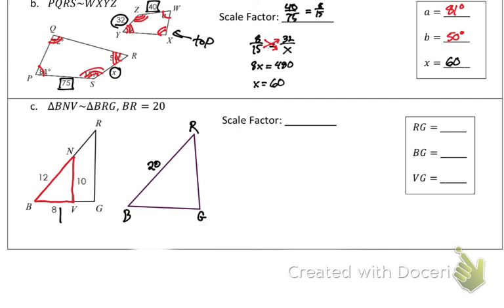I'm going to call the little red triangle the top. And we're supposed to find, what are we supposed to find? We're supposed to find VG. We're supposed to find RG. Let's call RG X. We're supposed to find BG. Let's call it Y. And let's call this VG just Z. It'll help us just keep things straight. Is there a scale factor we can get between these two triangles?